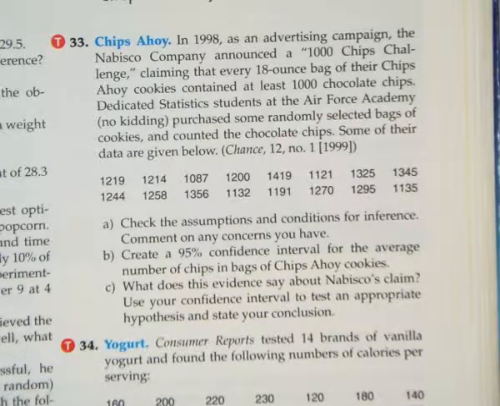All right, Chips Ahoy. In 1998, as an advertising campaign, the Nabisco Company announced a 1,000-chip challenge, claiming that every 18-ounce bag of their Chips Ahoy contained at least 1,000 chips. Dedicated statistics students at the Air Force Academy purchased from randomly selected bags of cookies and counted the chocolate chips. Some of their data are given below. So we got to check the assumption, create a 95% confidence interval, and then using our interval, we're going to test the hypothesis. Okay?